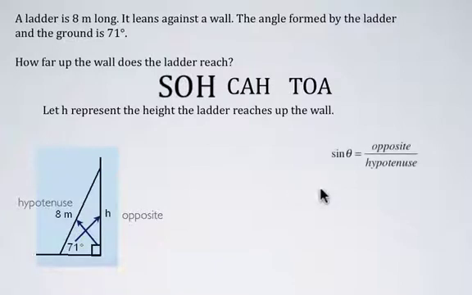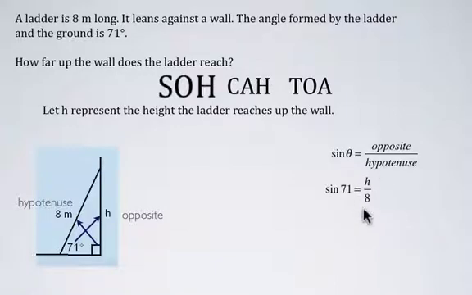So we're going to use sine theta is equal to opposite over hypotenuse. We're going to sub in our theta, or our angle measure, which is given as 71 degrees. h is the opposite side, and our hypotenuse is 8 meters.